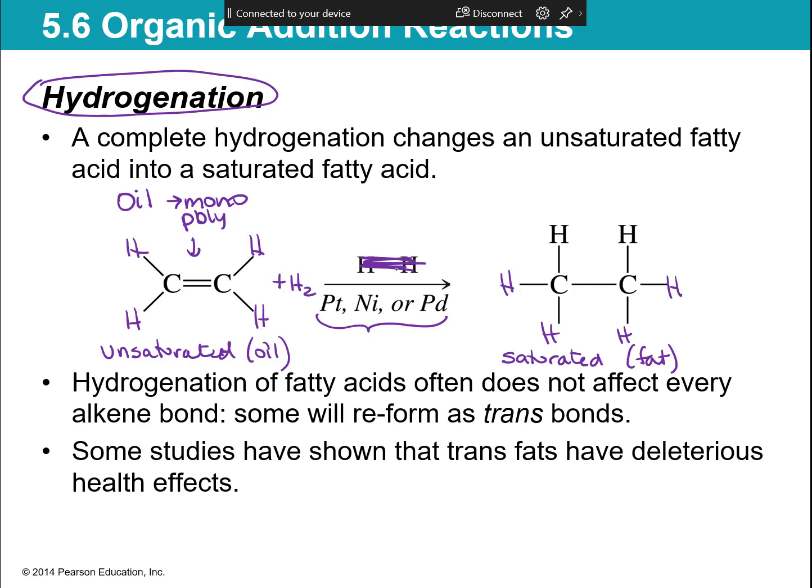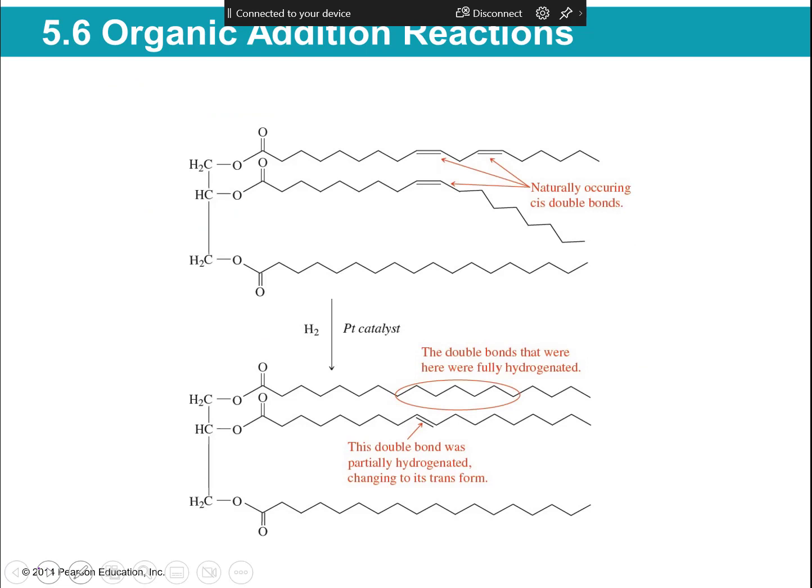So in hydrogenation, we're going to take a liquid and form it into a solid by breaking the double bond, forming all single carbon-to-carbon bonds. So there's the example. Look at the top one: out of the 3 fatty acid chains, 2 of them are unsaturated. The top one is polyunsaturated, the middle one is monounsaturated.